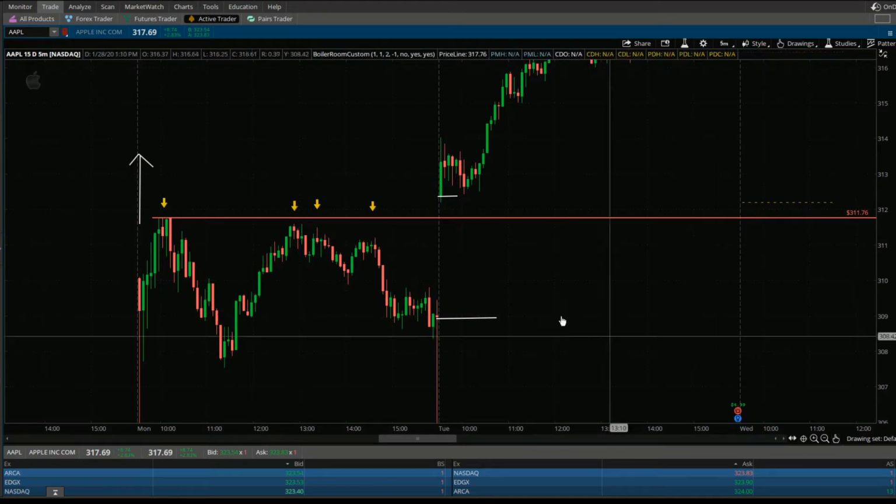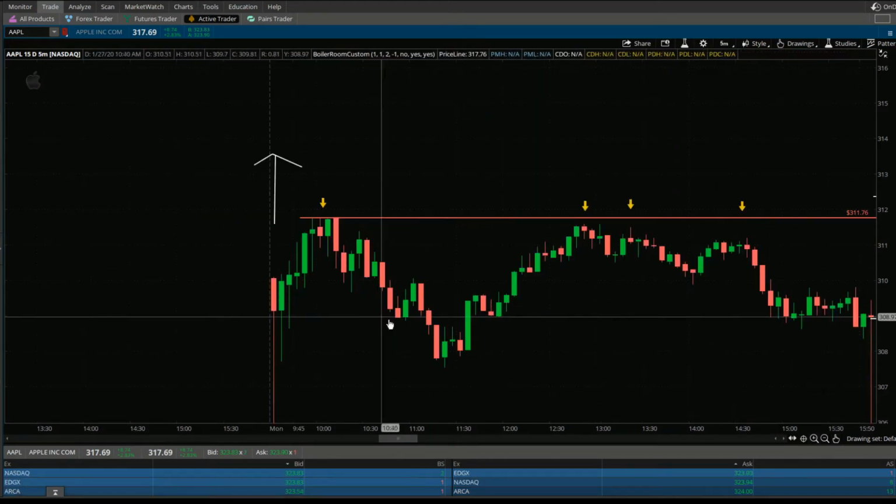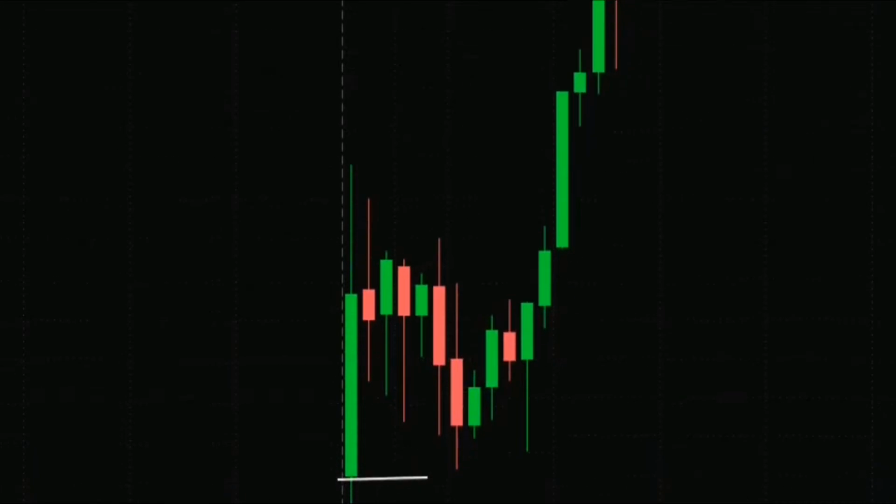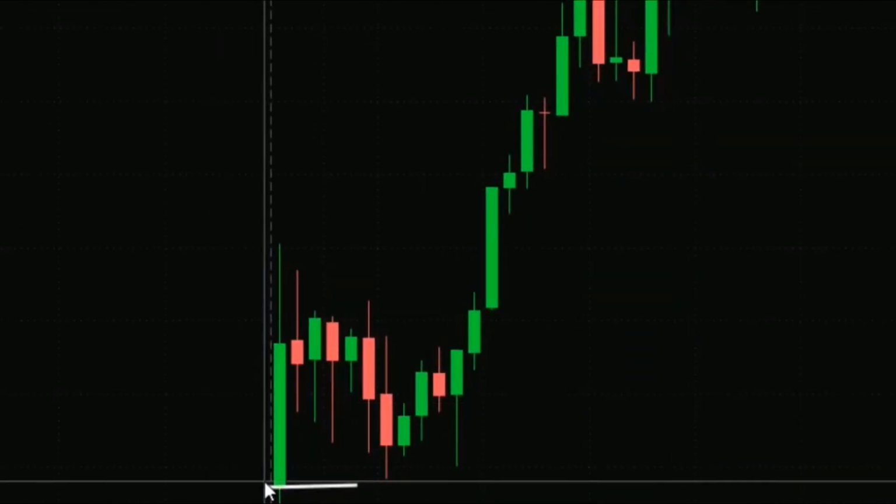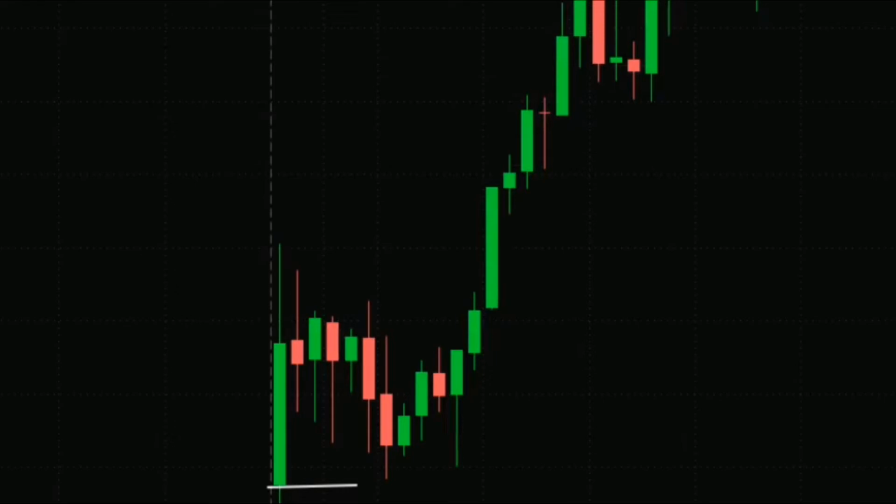So here's how you look at this. Let me zoom in. And here's what we're looking at. This is a 5-minute chart. You could see right up here on the top right-hand corner, time frame is a 5-minute time frame.